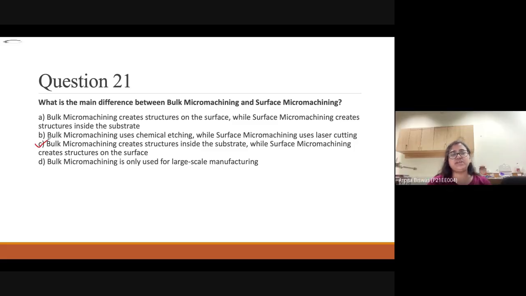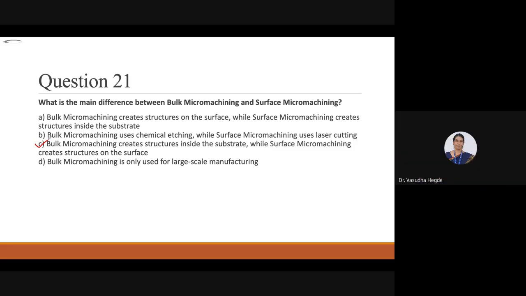Can you explain a little bit about bulk micromachining and surface micromachining? Bulk micromachining is basically a removal process. So the structure will be inside the substrate by removing a part of the substrate. Whereas surface micromachining is above the substrate, you add layers and create the structure.